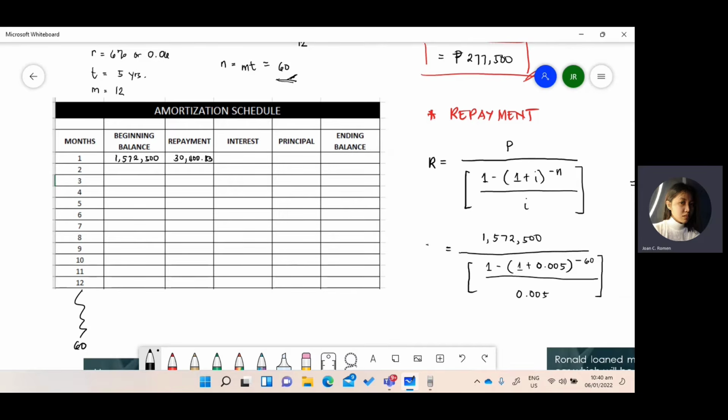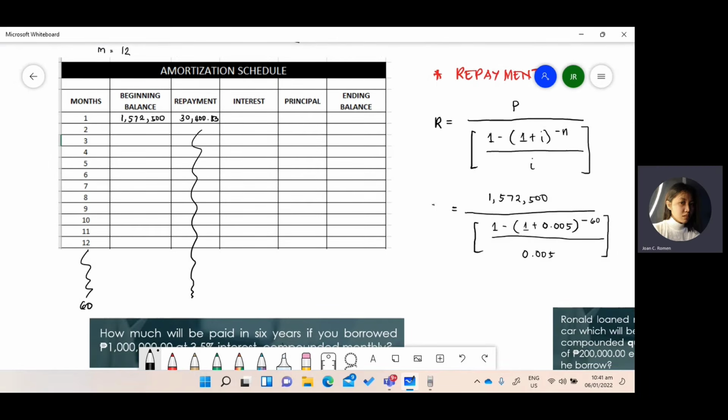So again, medyo mahirap kapag manual mo siyang gagawin. Okay, so next. So yung repayment natin ay 30,400.83. So ito yung regular payment. Ito yung babayaran mo buwan-buwan hanggang sa makaabot ka sa 60th term or 60th month. So hanggang 60th month, 30,400.83 pa rin yung babayaran mo.